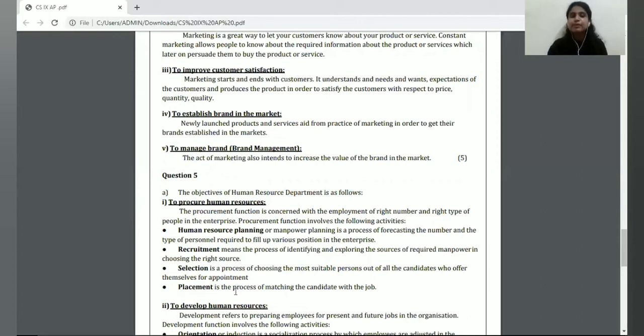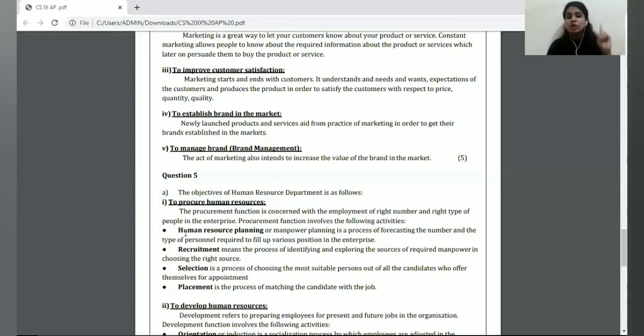For example, the first objective states to procure human resources. So first, you will write, like I told you, objectives always start with the word to. The head points must always start with the word to. So you will write the head points, you will explain the head point, and then under the first head point, there are 4 categories or 4 activities under it.